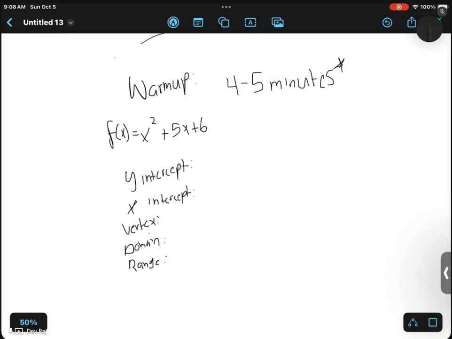Remember the vertex is in between the two x-intercepts. That's my hint for you.